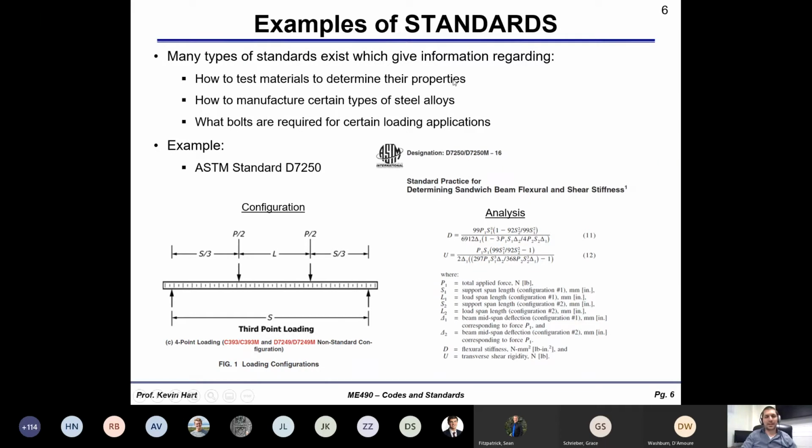Here's one example of an ASTM standard. This is ASTM standard D7250. It's a standard that specifies how you can determine sandwich beam flexural and shear stiffness. So if you're interested in, let's say, designing an aircraft wing that happens to be a sandwich structure, say you're designing a UAV and you have a foam core, carbon fiber skin, face sheet sandwich composite, and you're like, it would be nice to know the flexural stiffness of this particular guy.